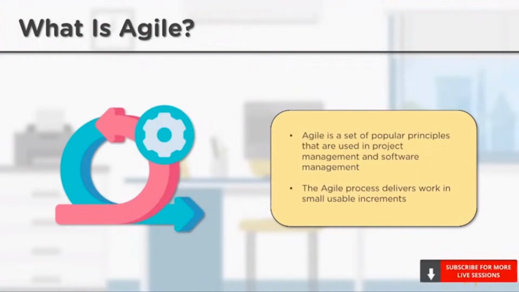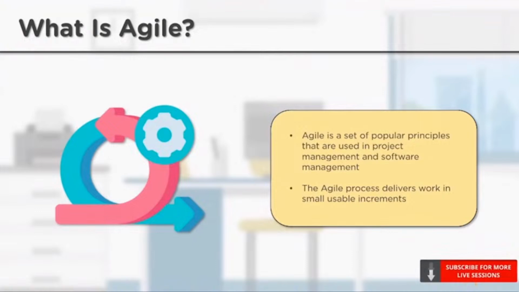Now, like I mentioned earlier, the Agile process delivers work in small, usable increments. For organizations to take advantage of Agile principles, they need to adhere to the values that are mentioned in the Agile Manifesto. Agile puts individuals and interactions over process and tools. Working products are more important than comprehensive documentation. Customer collaboration is much more important than contract negotiation, and responding to changes holds more significance over following a plan.